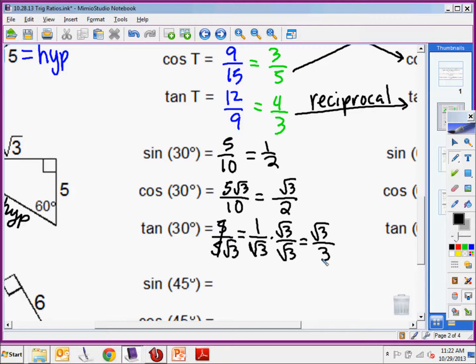How did you make it a denominator and numerator from 1 over square root of 3? Rationalize means I take what the radical is and I multiply it to the numerator and to the denominator. 1 times the square root of 3 is square root of 3. Square root of 3 times square root of 3 is square root of 9. And what's the square root of 9? 3.